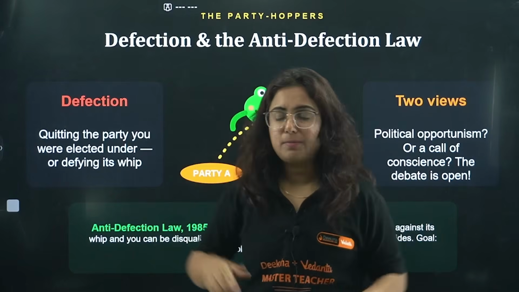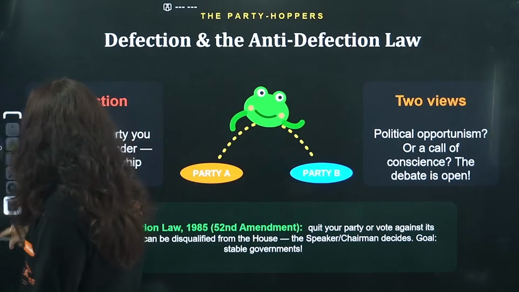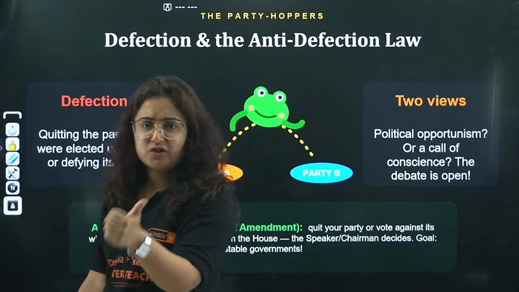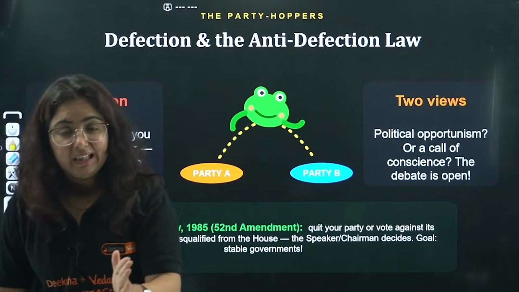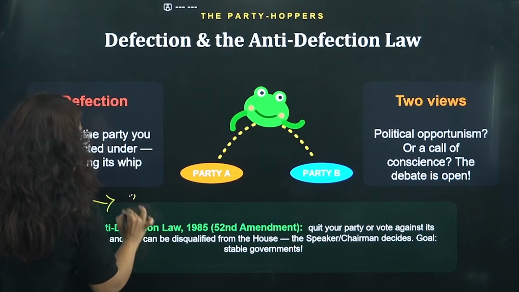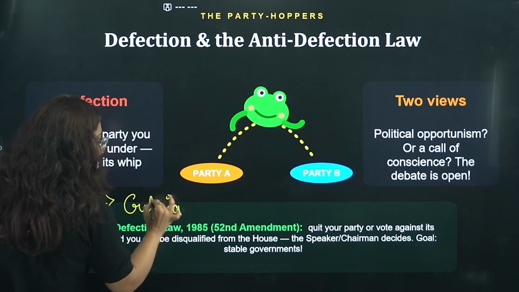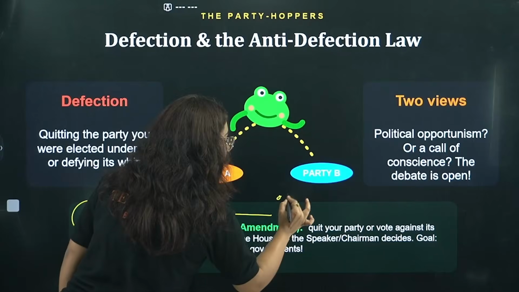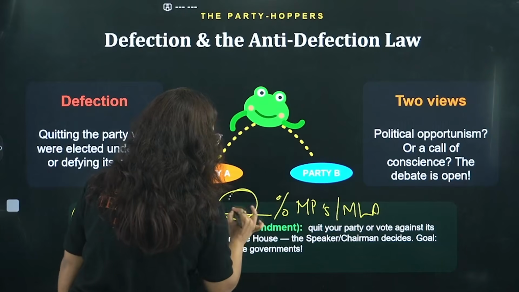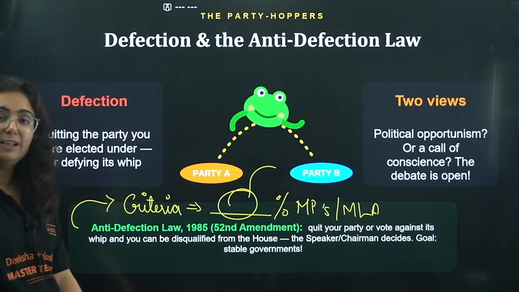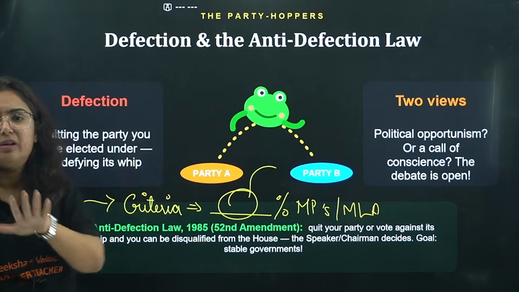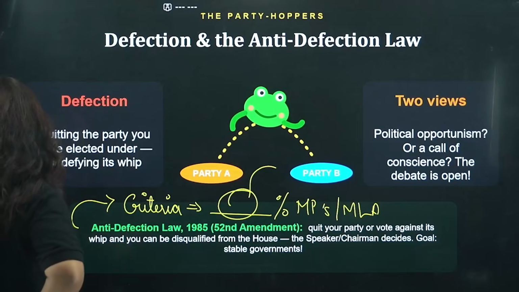If you are still confused about this, let me tell you one more thing. Ma'am, is it like every time a member moves from one party to another, it is known as defection? Ma'am, is the anti-defection law applied on them every time? No. The anti-defection law also sets a criterion: at least this percent of MPs or MLAs must move from one party to another, then only it will be considered as defection. What is that percent? It's somewhere around 6 to 8%. I don't remember that. I forgot to read that law before this video.